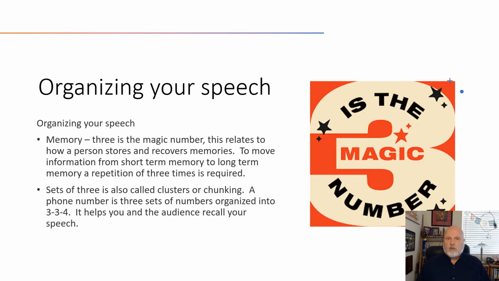Sets of 3 are also the reason why numbers are usually broken down into 3s, like area codes or phone numbers. Even though the 4-digit at the end is a little bit longer, you have 3, 3, and then 4. So keeping it in this type of format, 3 becomes a magic number.